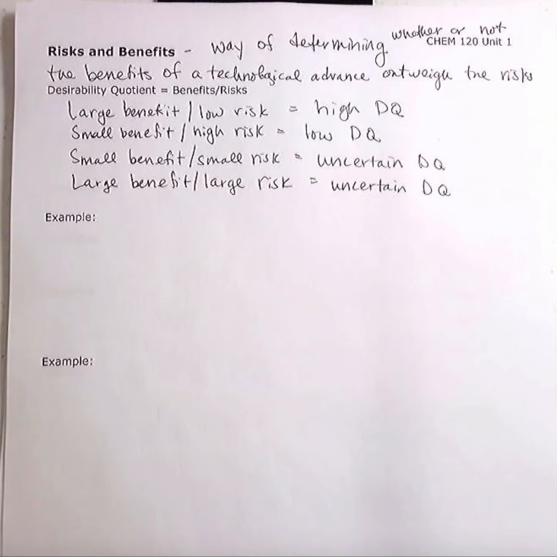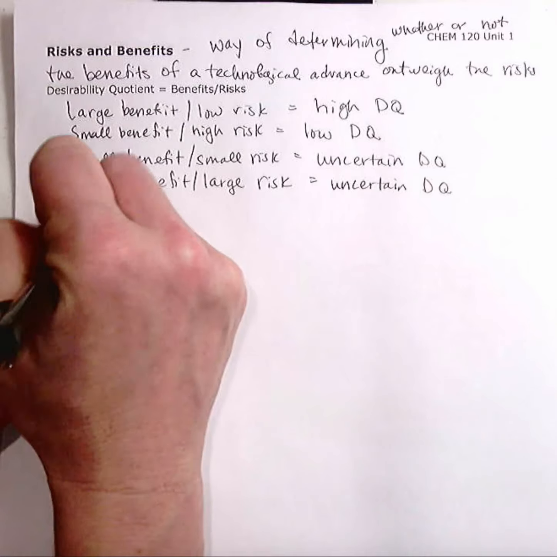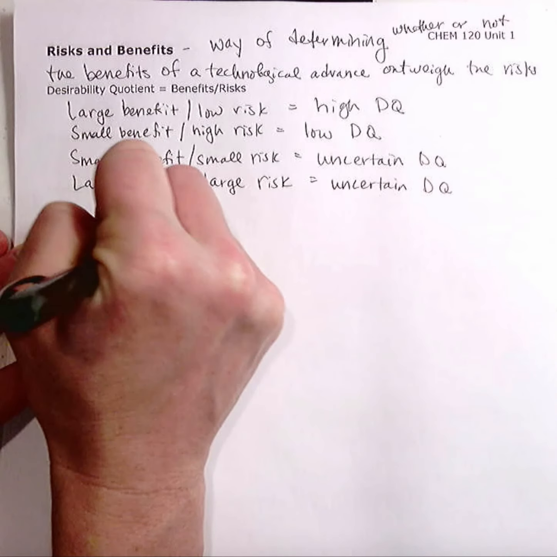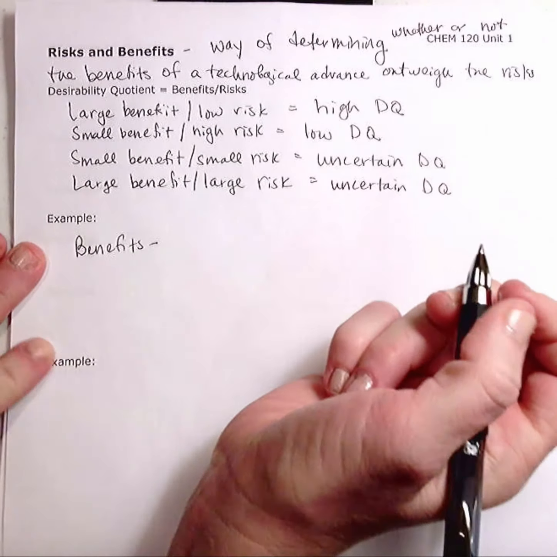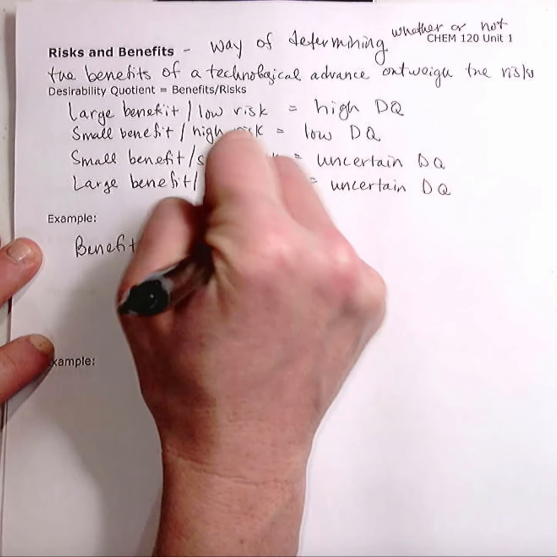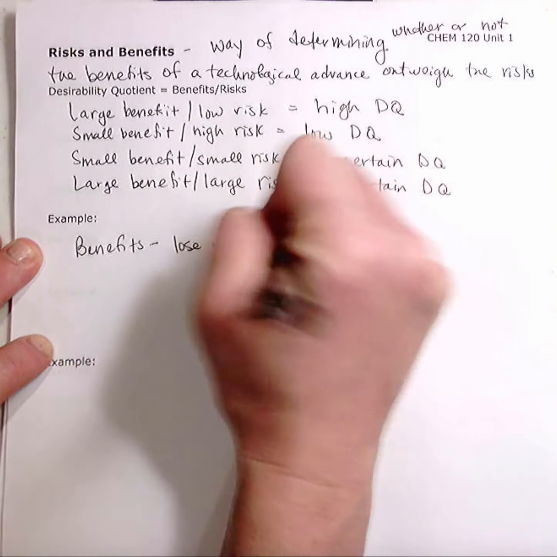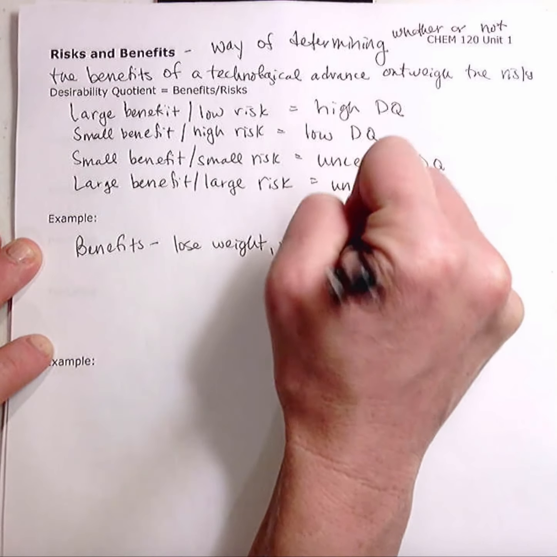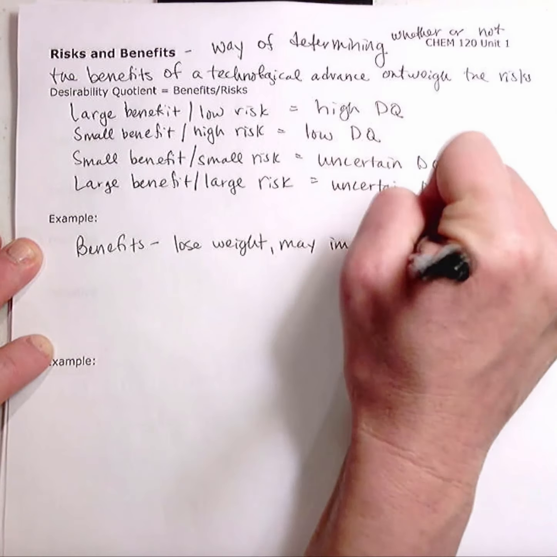A drug is developed that can suppress appetite and help people lose weight. It is later discovered that it also weakens the heart muscle, in some cases causing fatal heart attacks. So, benefits: people can lose weight, which may improve their health.